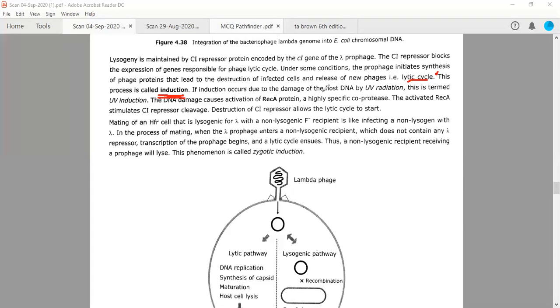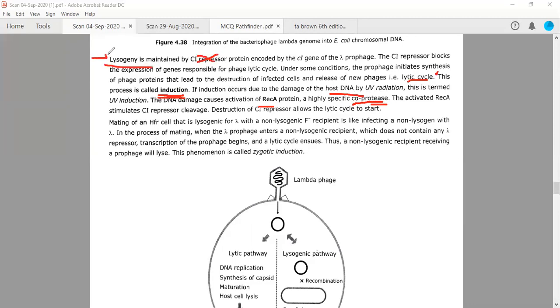Induction occurs due to the damage in the host DNA by, for example, UV radiation or something else. So this is called UV induction, for example, or it can be some other induction, for example, chemical induction, right? So the DNA damage causes activation of RecA protein, a highly specific coprotease. So this RecA protein is a coprotease. It will act with some proteases which are responsible for the degradation of proteins. So these proteases will degrade the C1 repressor protein, and therefore the lysogeny is over.